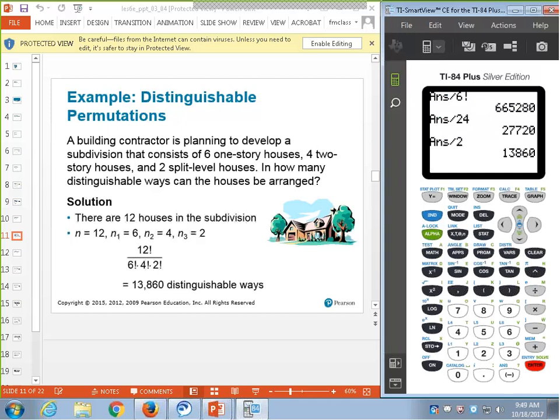When some of the objects are duplicates, you've got to do the factorials. The total number in the numerator, and divide by the duplicate factorial sizes: 6 one-story, 4 two-story, and 2 of the split level. Okay?